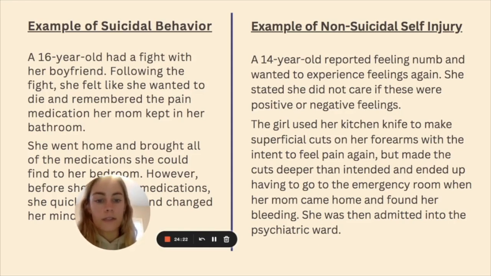Again, although this went a step farther than the girl intended it to, we have to look at the intent. The intent was to feel pain again. The result was because of an accident that she had to go to the emergency room. So this would be an example of non-suicidal self-injury because there was no intent to end her life.